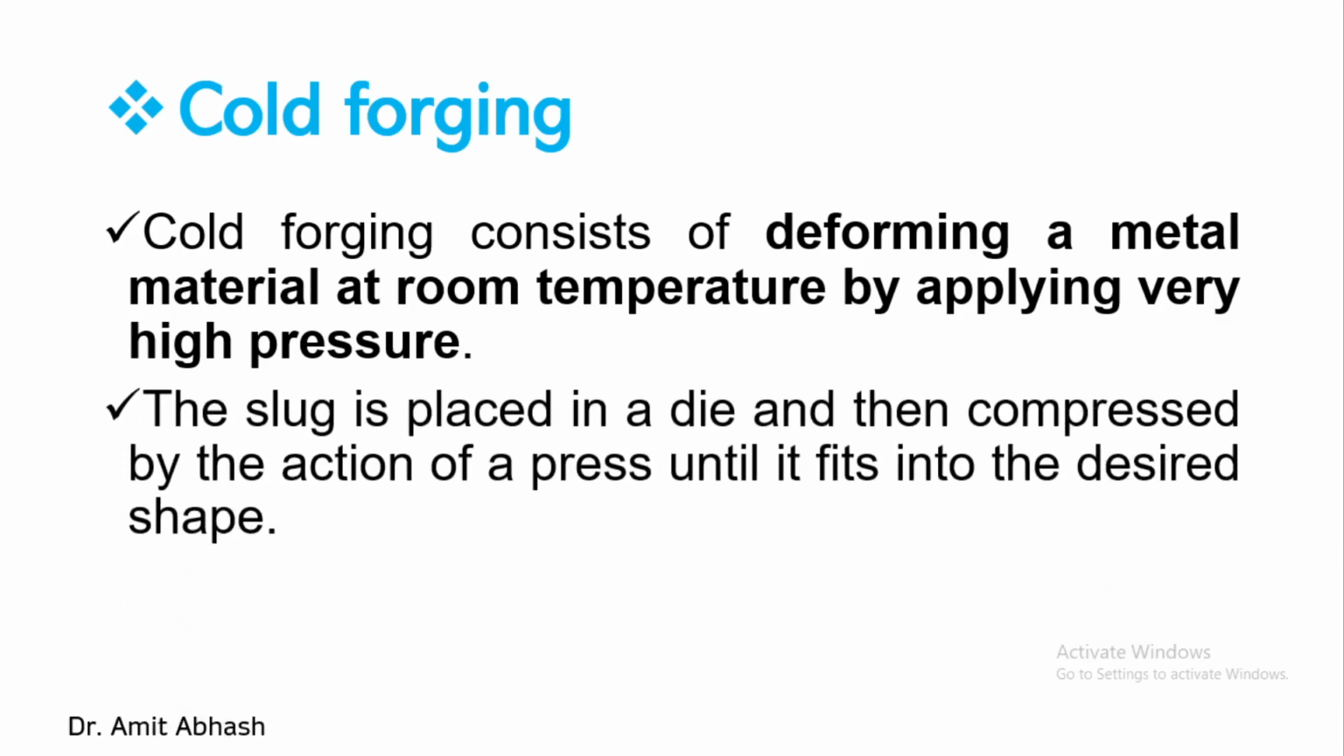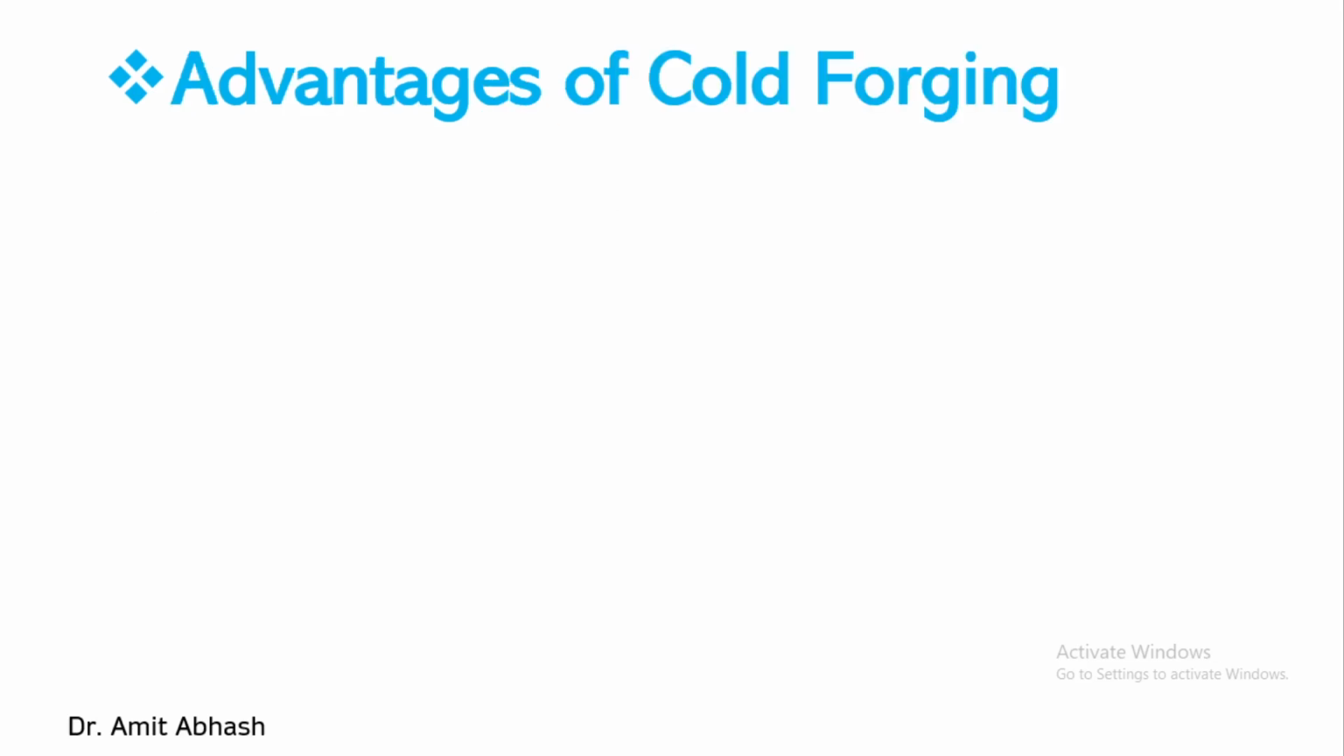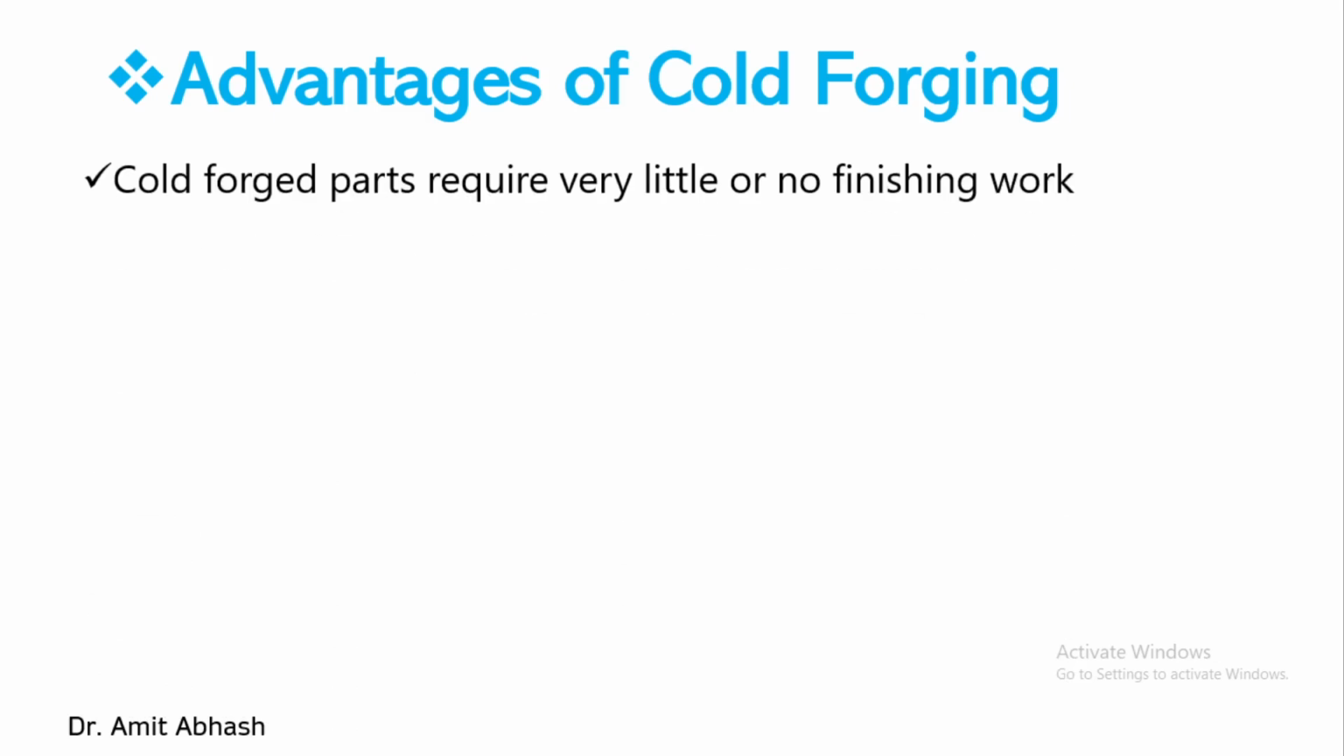The second point is that the slug is placed in a die and then compressed by the action of a press until it fits into the desired shape. So we compress the workpiece in a die to get the desired shape, with a compressive type of load. Now the advantage: because it is a cold forming process, the cold forged part requires very little or no finishing work.